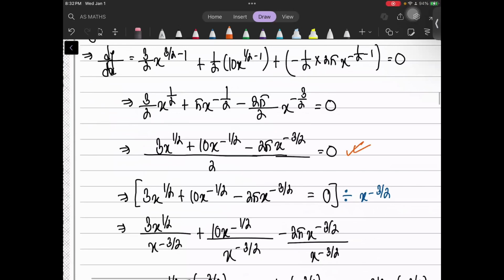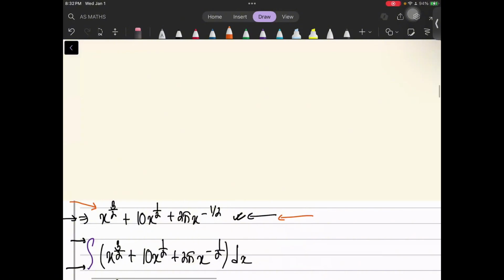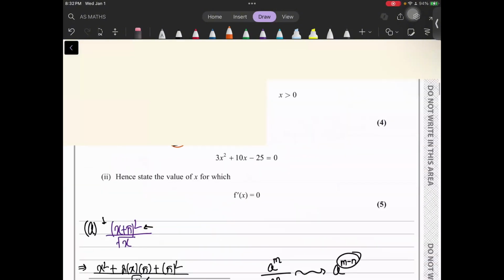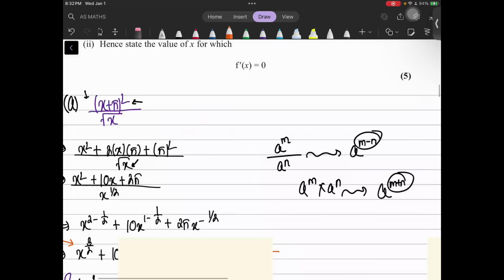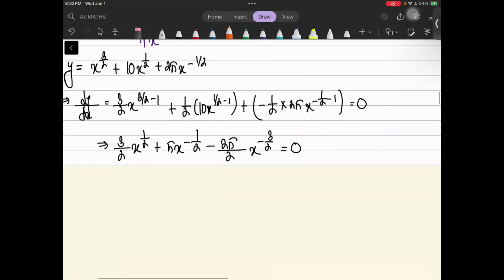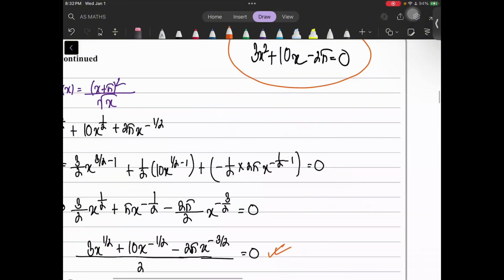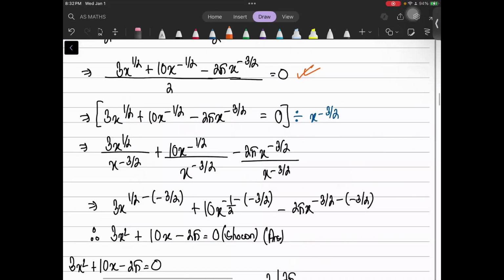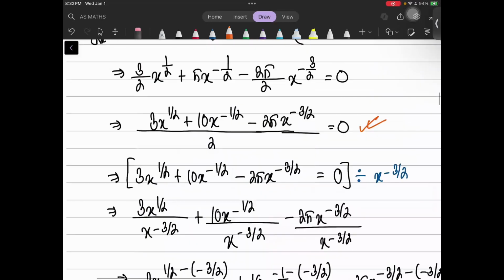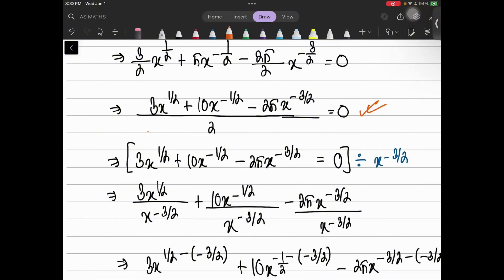Now you have to understand the thing. They gave a format, right? It needs to be in this format: 3x squared plus 10x minus 25 equals 0, right? So you have to write it in this format, 3x squared plus 10x minus 25. So what you did was you took an LCM of this, you got rid of this two, and you get this format, right? However, there isn't an x here. There shouldn't be any x here, right?